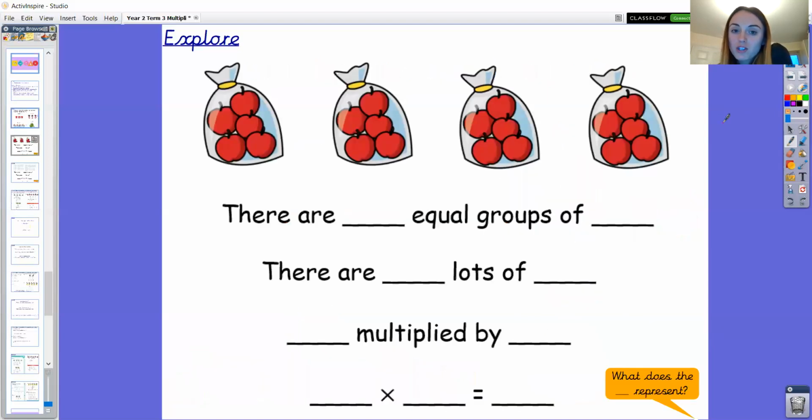Okay, so moving on to our explore, you will see some red, juicy, tasty apples, each in a bag. And we have the stem sentences, which say there are equal groups of, there are lots of. I just want us to pause there. So looking at the first 2 stem sentences, please can you pause the video here and say them aloud at home or in the classroom?